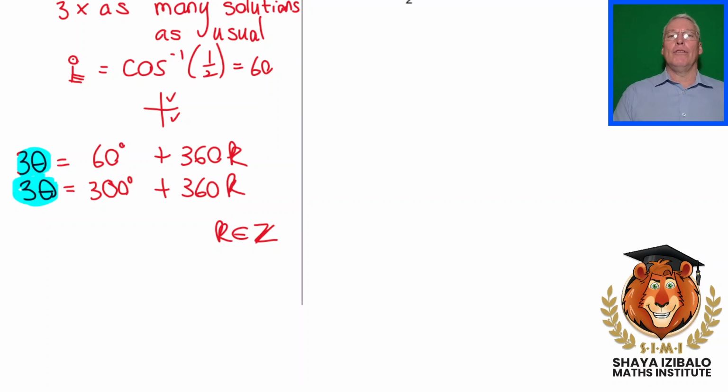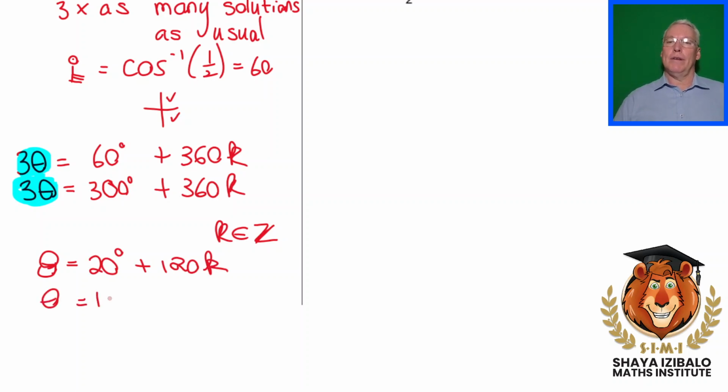We're going to get more solutions than usual, right? We're going to get theta is 20 degrees when we divide through by 3, plus 120k. And here we're going to get 100 degrees plus 120k. Let's see how many solutions we can find. On this top one, k can't be negative, otherwise we're going to be subtracting, we're going to go outside the bottom end there.